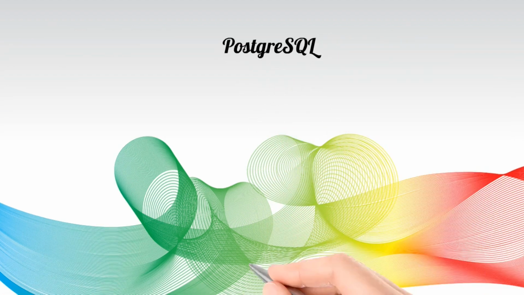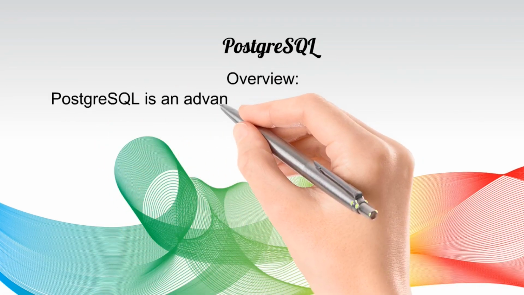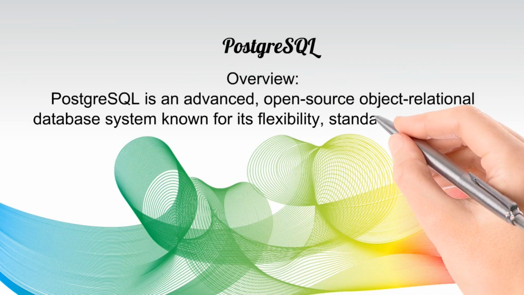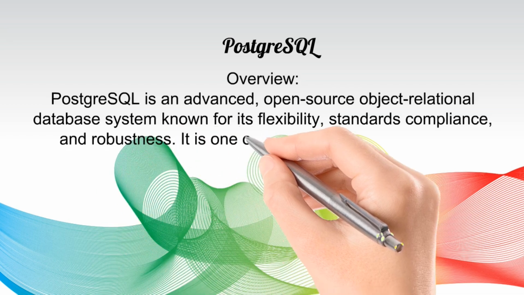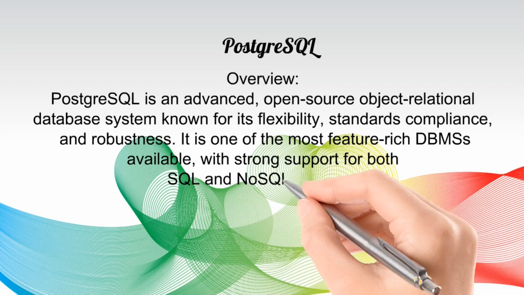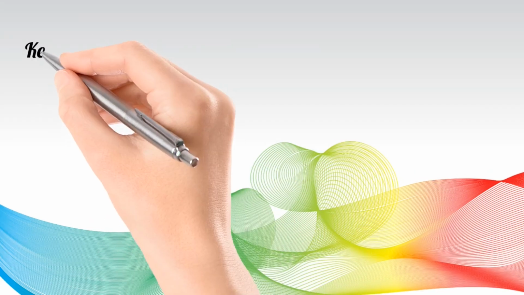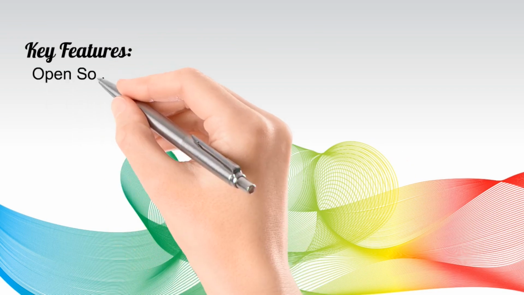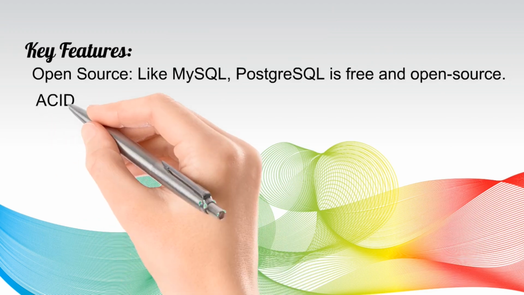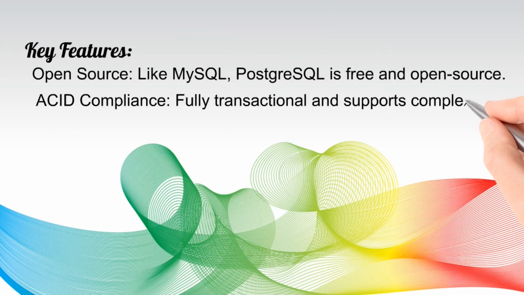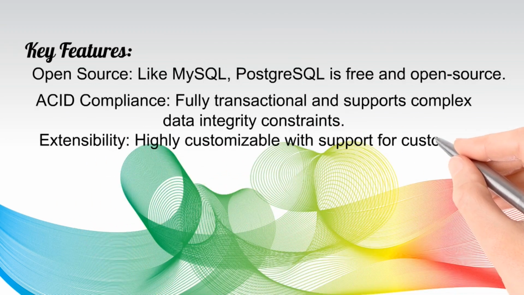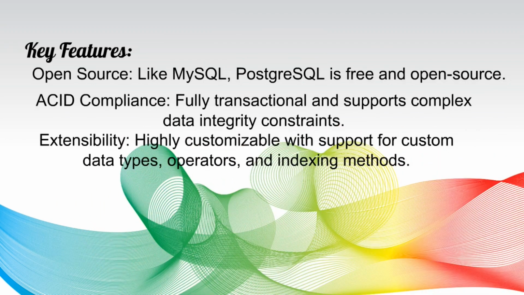PostgreSQL overview. PostgreSQL is an advanced, open-source object relational database system known for its flexibility, standards compliance, and robustness. It is one of the most feature-rich DBMSs available, with strong support for both SQL and NoSQL features. Key features: open source, like MySQL, PostgreSQL is free and open source. ACID compliance, fully transactional and supports complex data integrity constraints. Extensibility, highly customizable with support for custom data types, operators, and indexing methods.